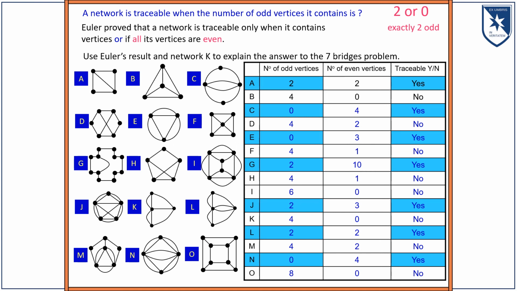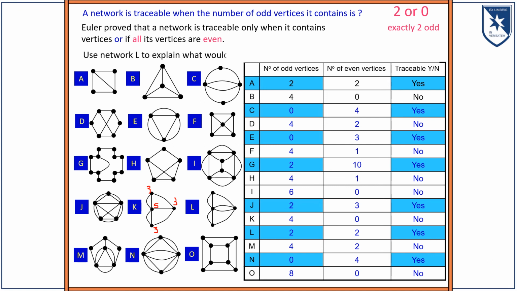1, 2, 3 here. 1, 2, 3, 4, 5 here. This vertex has degree 3 and the bottom vertex 1, 2, 3 again. And what do we notice? That the 7 bridges problem has all vertices of odd degree. It's got 4 vertices of odd degree. And that means that we can't trace it. Okay, so that hopefully summarises why that 7 bridges problem doesn't work.